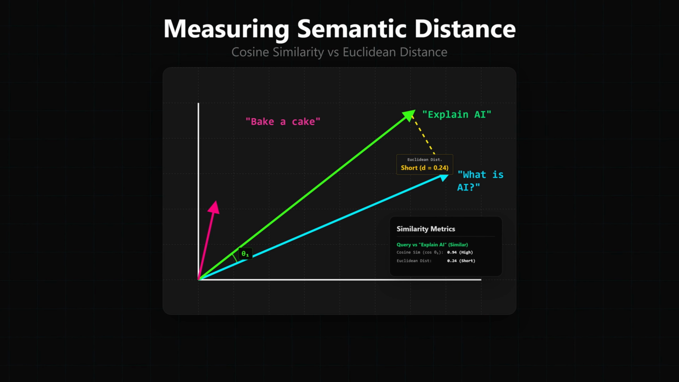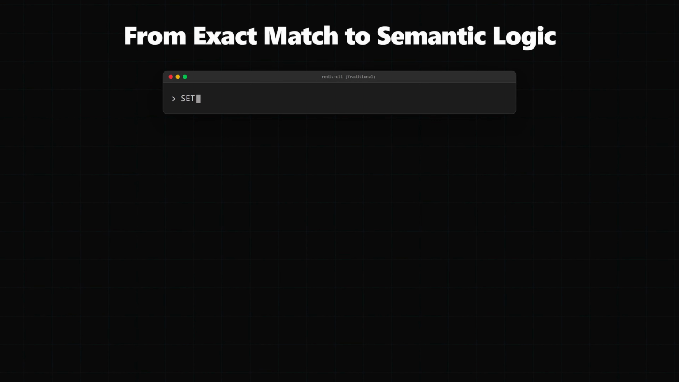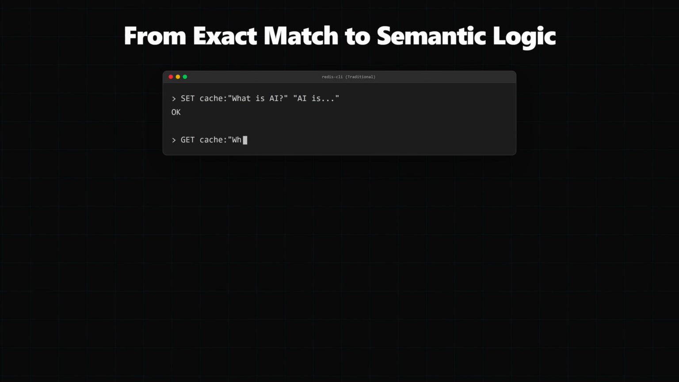Once the text is embedded, we can perform a vector search by calculating the mathematical distance between these points. We can find conceptual neighbors, queries that mean the same thing even if they are phrased differently. There are many algorithms to calculate the distance between points in multidimensional space, but the most common ones are Cosine Similarity and Euclidean Distance. Before we go there, let's quickly touch base on traditional caching.